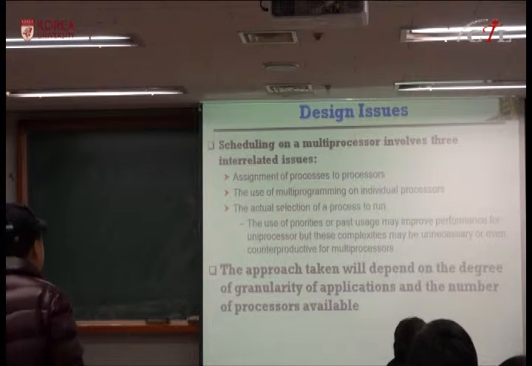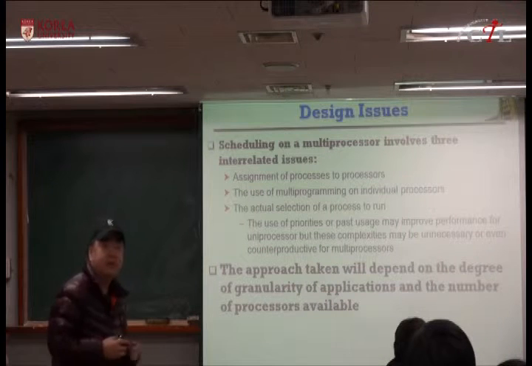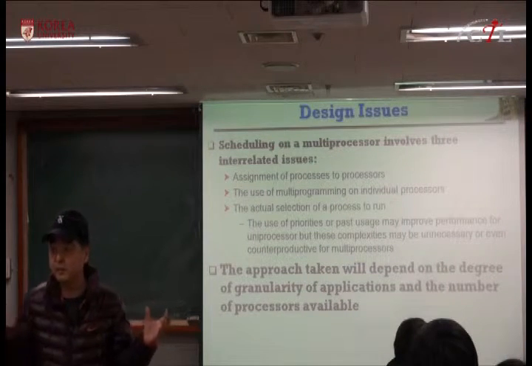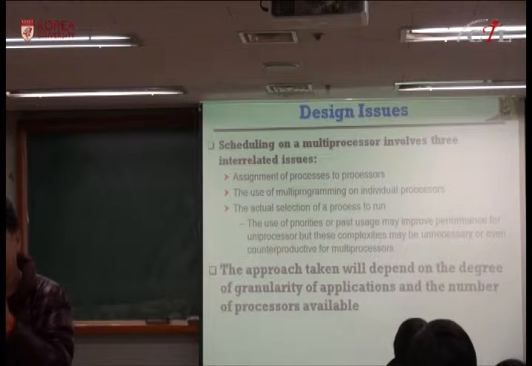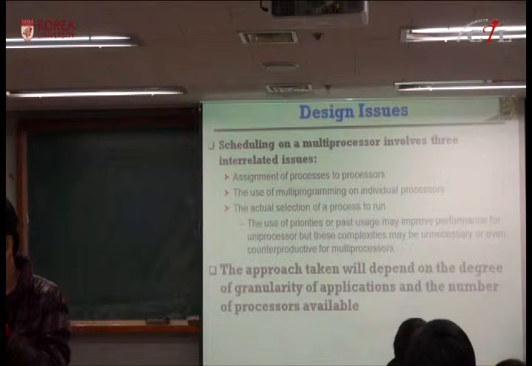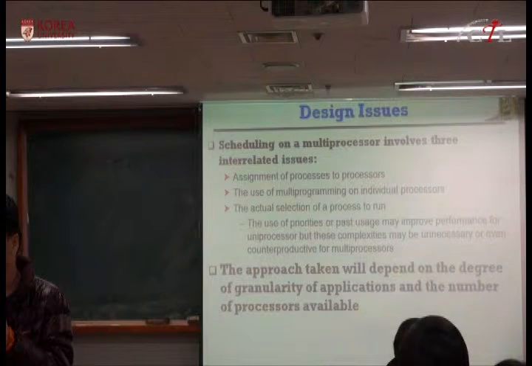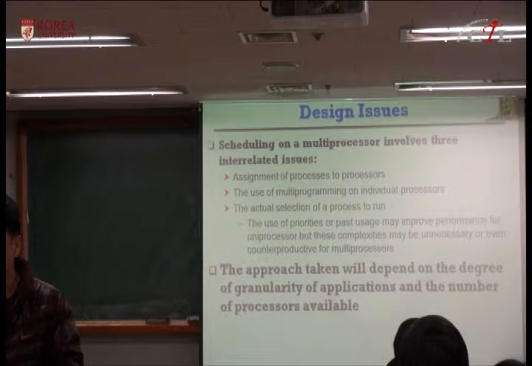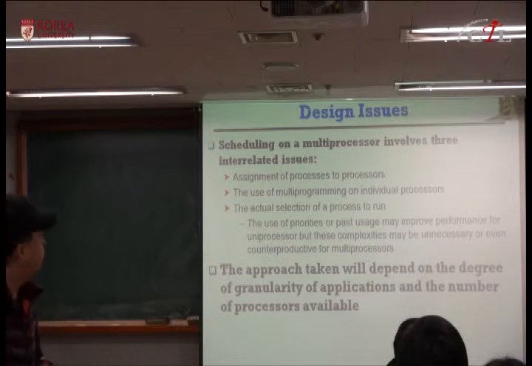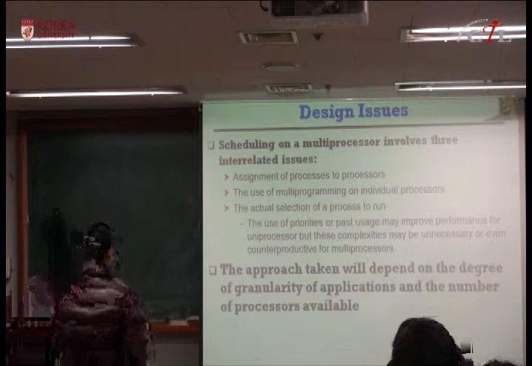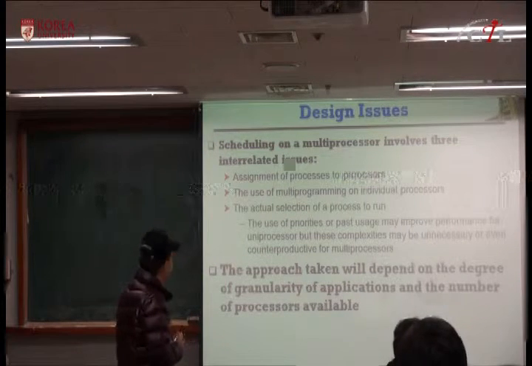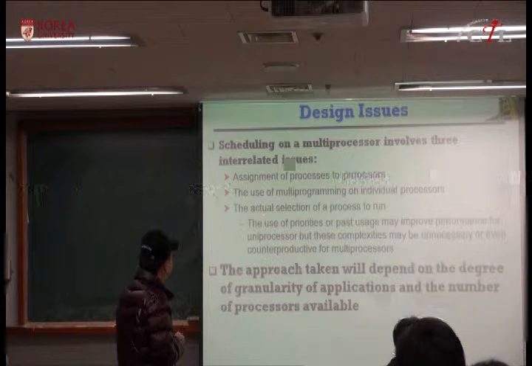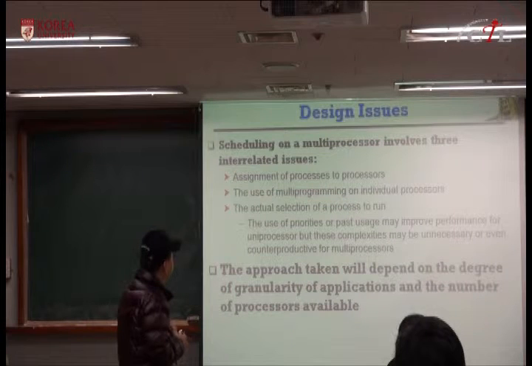But it may not be true in multiprocessors, because sometimes there are many cores, many processors are available. So the goal is to achieve a good performance on application, not just achieving high CPU utilization. If you want to achieve high CPU utilization, sometimes we have to sacrifice application performance, even though we can improve throughput. So we'll look at some examples. So that's another issue, whether we'll allow multi-programming or multitasking on individual core or individual processor. And the third issue is the actual selection of process to run. So after we assigned, there are multiple ready processes, which one we'll choose.